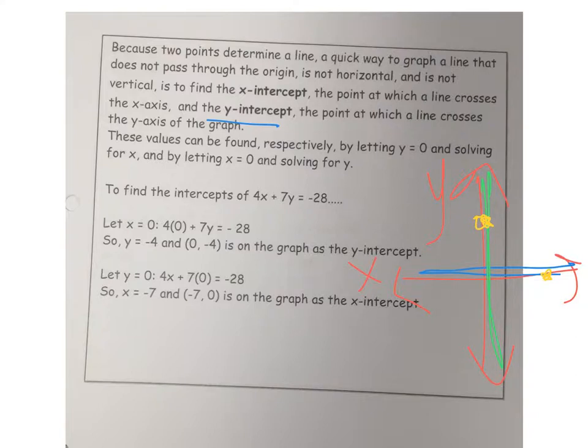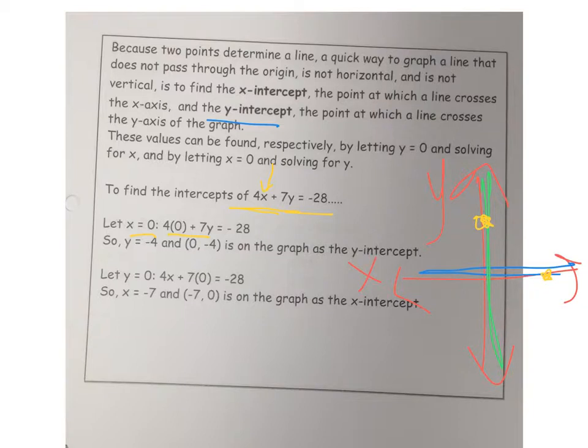So looking at this example here, if we have this equation here, 4x plus 7y is equal to negative 28. We're first of all going to plug in x is equal to 0. When we do that, that becomes 0, so that's the new equation here: 4 times 0 plus 7y is equal to negative 28.